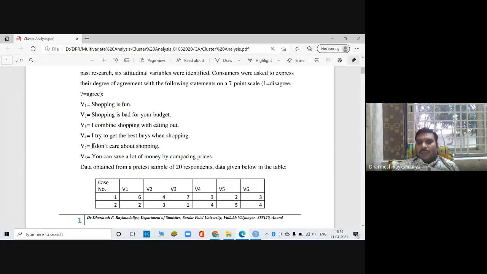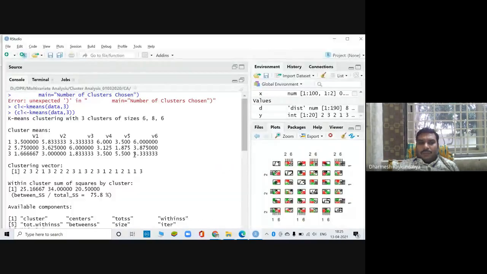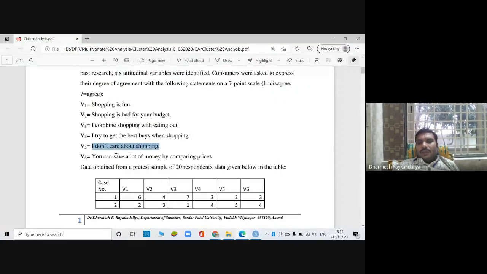और एक ही बंदा है V5, V5 कहां पे है, तो V5 आ रहा है थर्ड में, तो क्या बता रहा है, I don't care about shopping. तो you can do the profiling. पहला ग्रुप ऐसा है, वो कहता है shopping is bad for your budget. I try to get best buy when shopping, and you can save a lot of money by comparing price.